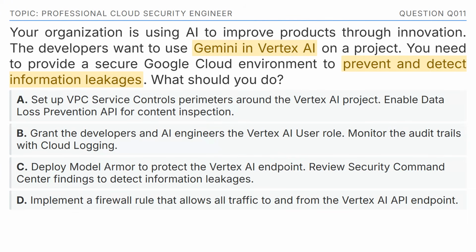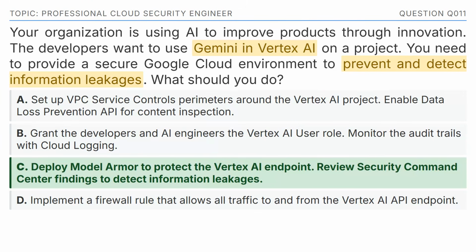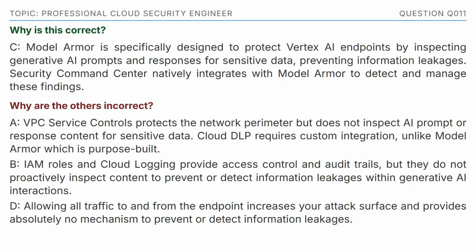To arrive at the correct answer, we focus on the keywords Gemini and Vertex AI, prevent and detect information leakages. The correct answer is option C, deploy Model Armor to protect the Vertex AI endpoint. Review Security Command Center findings to detect information leakages. Why is this correct? C. Model Armor is specifically designed to protect Vertex AI endpoints by inspecting generative AI prompts and responses for sensitive data, preventing information leakages. Security Command Center natively integrates with Model Armor to detect and manage these findings.